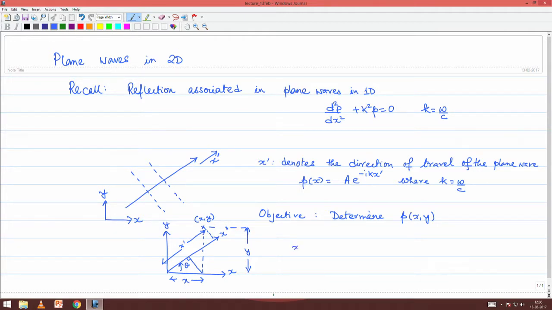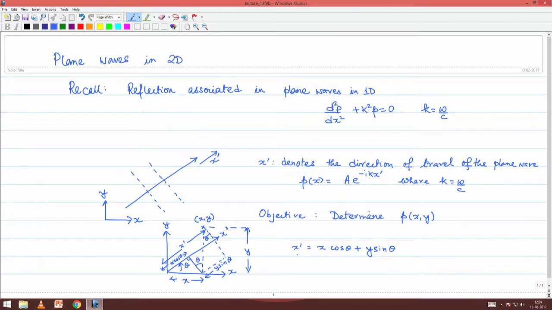So, x prime is x cos theta. This is x cos theta, right, and if this is theta, this is 90, this also becomes theta, which means this is theta. So, if this is y, then this distance is y sin theta, right. So, therefore, x prime is x cos theta plus y sin theta. This is just a simple application of geometry and trigonometry, the transformation of variables.